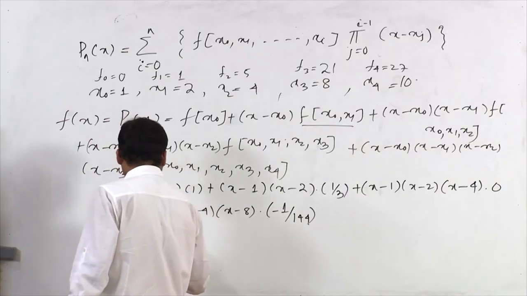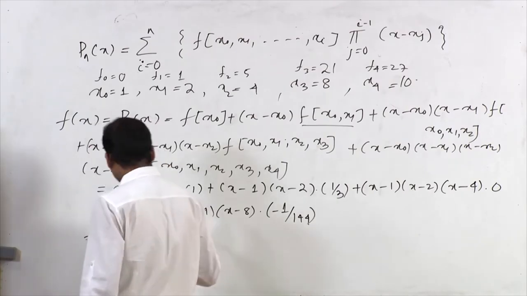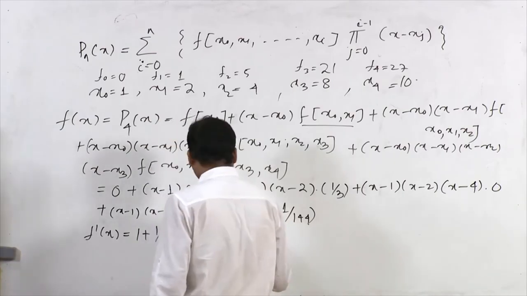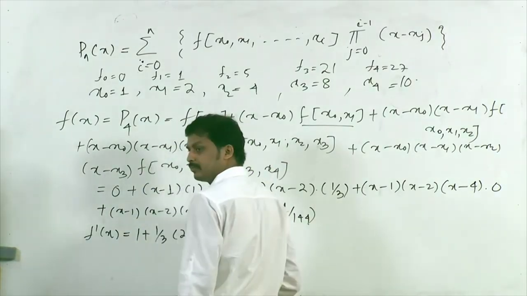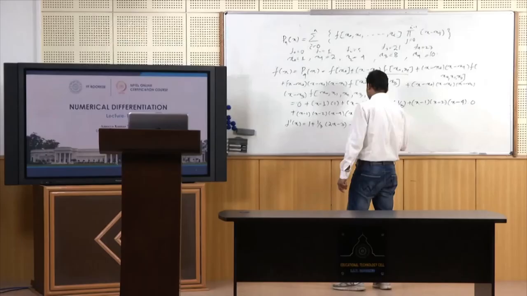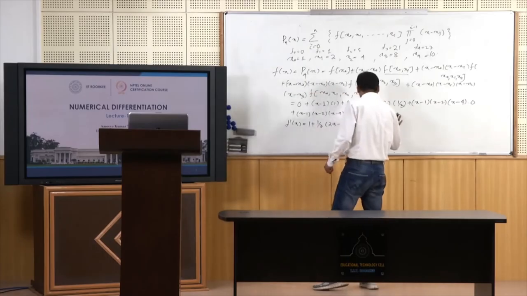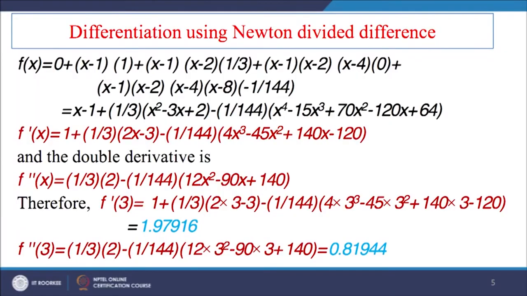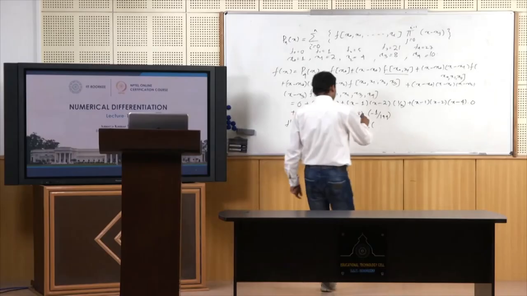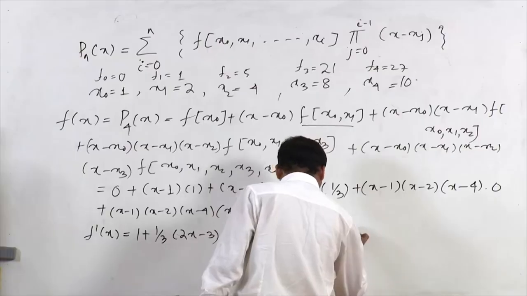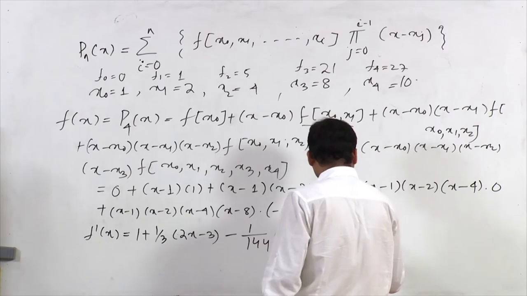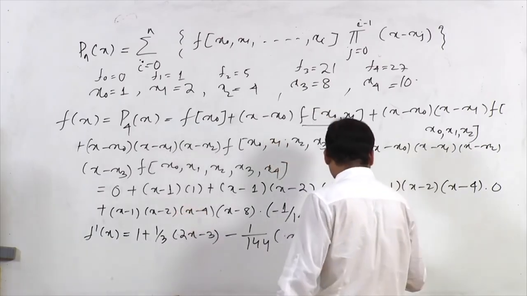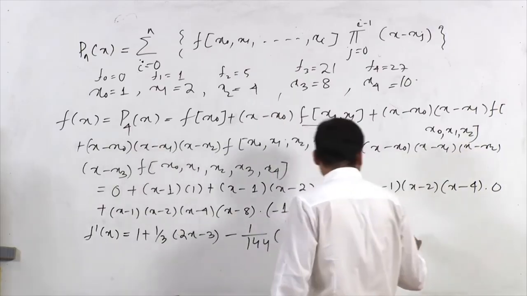1 plus 1 by 3 into 2x minus 3 minus 1 by 144 x to the power 4, sorry, I will just write only the derivatives. So, that is 1 by 3 into 2x minus 3 minus 1 by 144 into 4x cube minus 45x square, then plus 140x, since the derivative of 70x square comes as 140x, then the last term is minus 122.